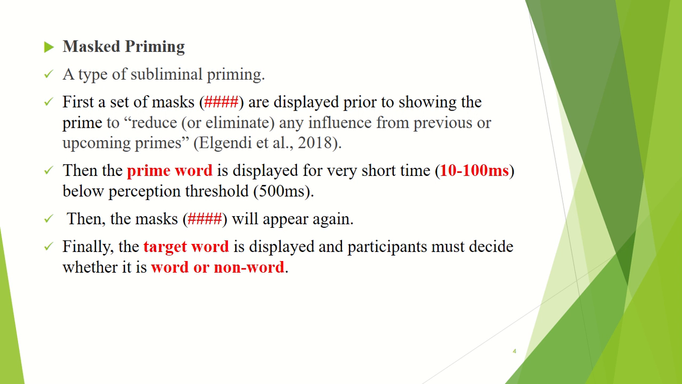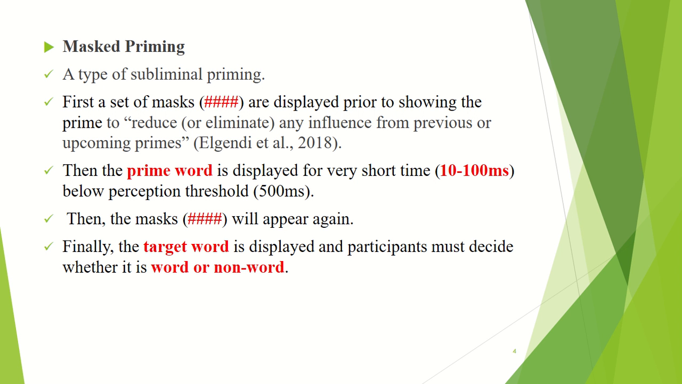So remember that you have the first prime and then target, and then second prime and second target. So in order to reduce the effect of previous or upcoming primes, they put some tags prior to displaying the prime or target words. But again, if the prime word is displayed for very short time, it is a kind of subliminal mask priming because it is below the perception threshold.